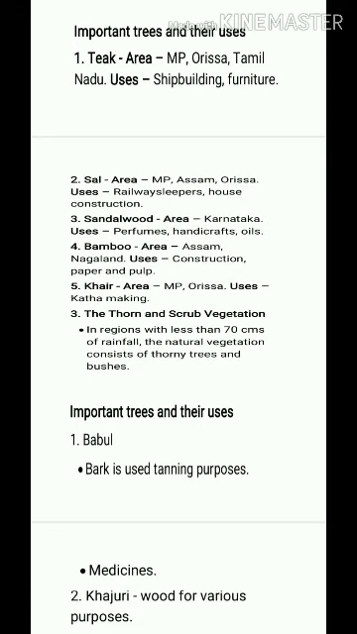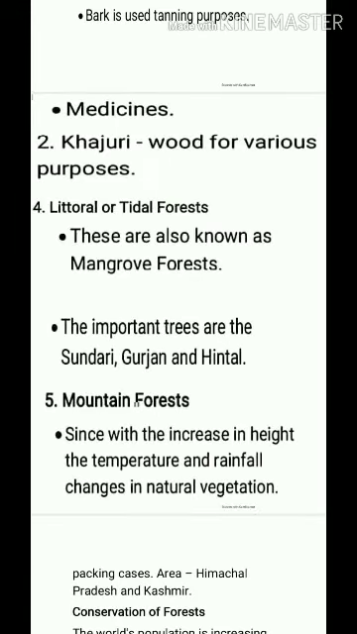And now, littoral or tidal forest. These are also known as mangrove forest. They are found along the east coast in the estuaries and deltas of rivers. In the delta of the Ganga and Brahmaputra, it is known as the Sundarbans. The important trees are the Sundari, Gurjan, and Hintal. The Sundari tree yields hardwood which is strong and durable and is used for making boats and boxes.